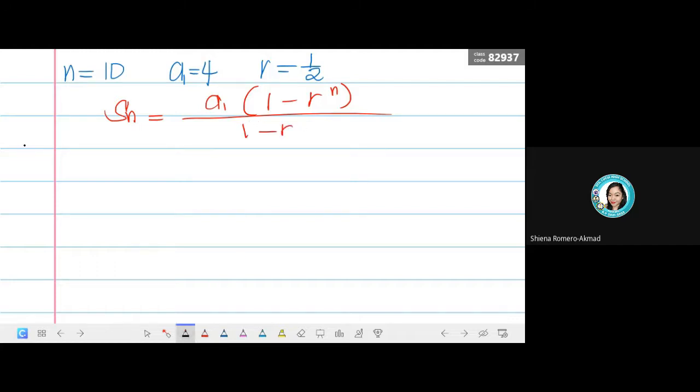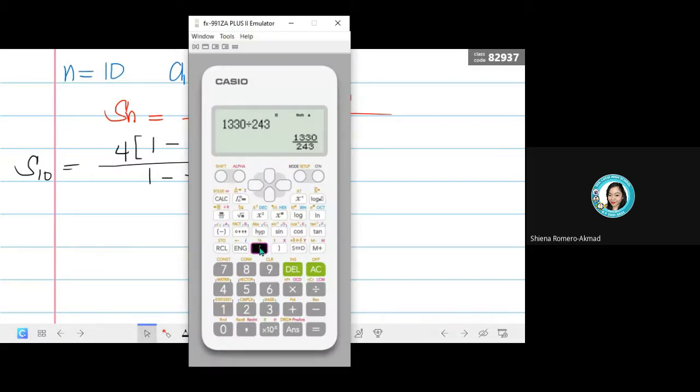Okay? So, S sub 10 is equal to the first term, 4, times 1 minus 1 half raised to 10, divided by 1 minus 1 half. So, what is 1 half raised to 10?